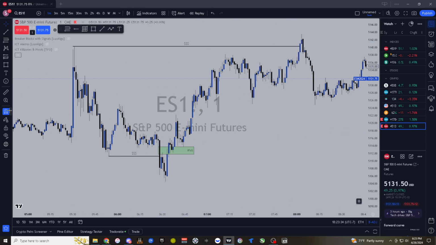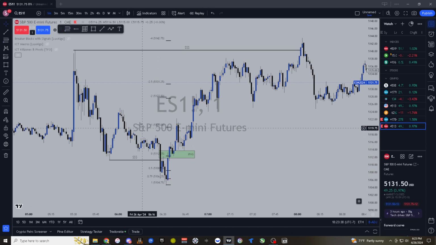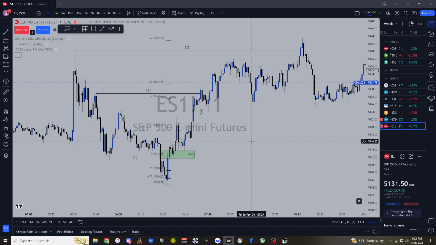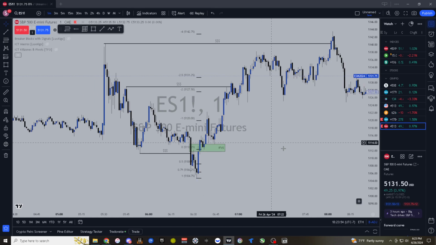There are some things I haven't covered that I will be using, like standard deviation. I have not covered standard deviation yet, but it's pretty important. I use it pretty much in every trade. I haven't covered inverse fair value gaps, but it's pretty straightforward. So anyways, let's get right into it.